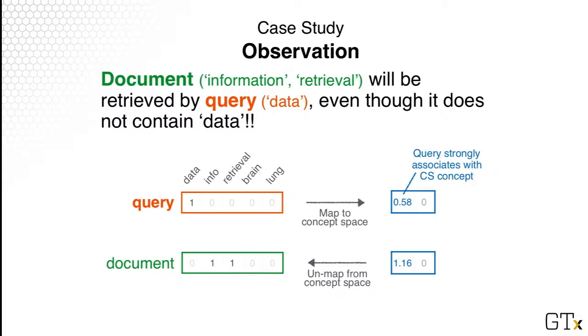So our query contains only data. It doesn't contain information and retrieval. But by mapping that query vector into concept space, now we have the vector 0.58, 0, that is the association in terms of the CS concept. And we can use this notion. Now we can pull out all the documents that are strongly associated with the CS concept. So as an example below, even though a document does not contain the word data, we can still get it.